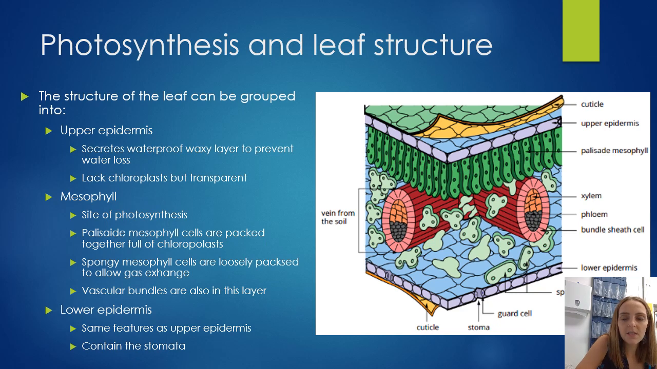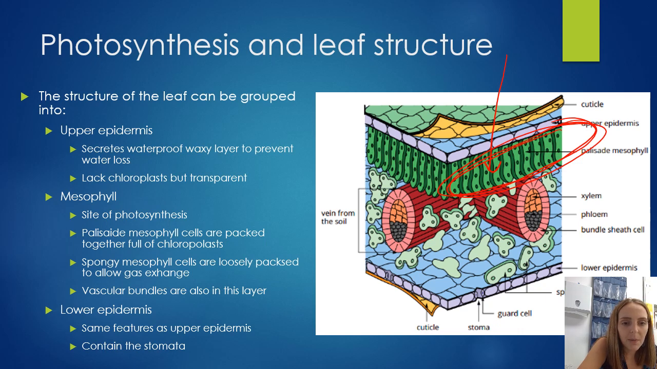Now, thinking back to photosynthesis, I mentioned earlier that this palisade layer of the mesophyll is where all of our chloroplasts are highly condensed. So that's where our sugars are being made. Now, this is just going over the roles of the leaf structures in photosynthesis. So the upper epidermis secretes waterproof, waxy sort of substances to prevent water loss. There's no chloroplast in there, but it's a see-through layer so that light can go straight through the cuticle into the chloroplast beneath. The mesophyll here is where photosynthesis is occurring.